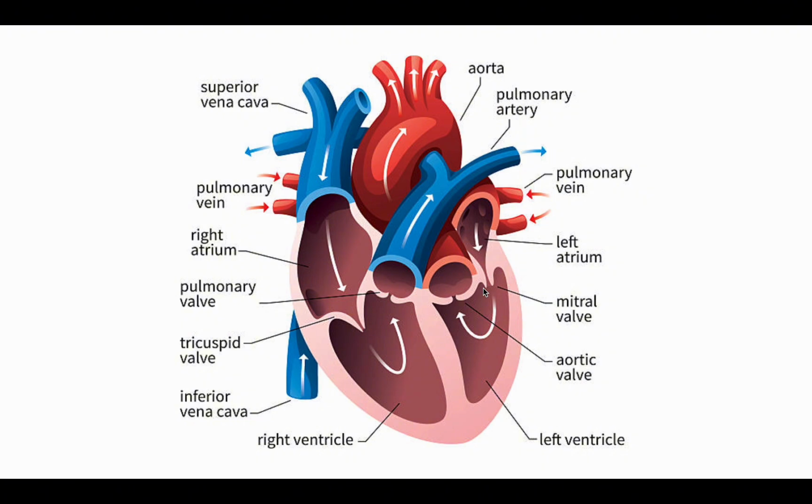Now, one thing to note here is that the pulmonary arteries are carrying deoxygenated blood and the pulmonary veins are carrying oxygenated blood. A common misconception is that all arteries carry oxygenated blood and all veins carry deoxygenated blood, but that is not the case in all circumstances, with the pulmonary veins and arteries being one of them.